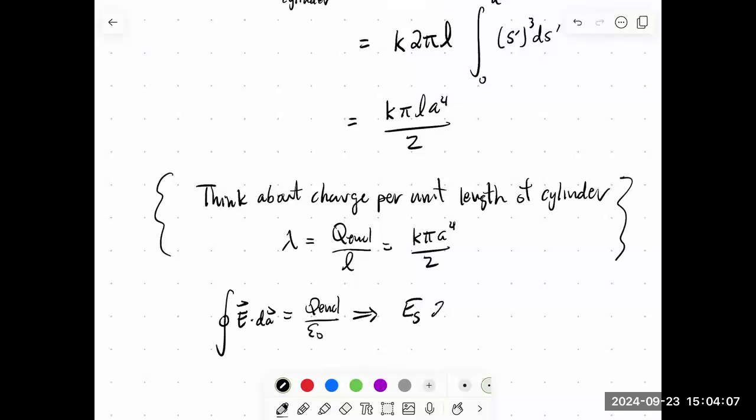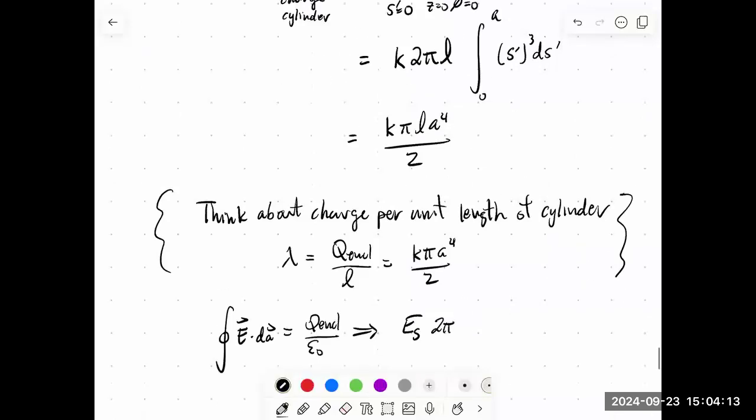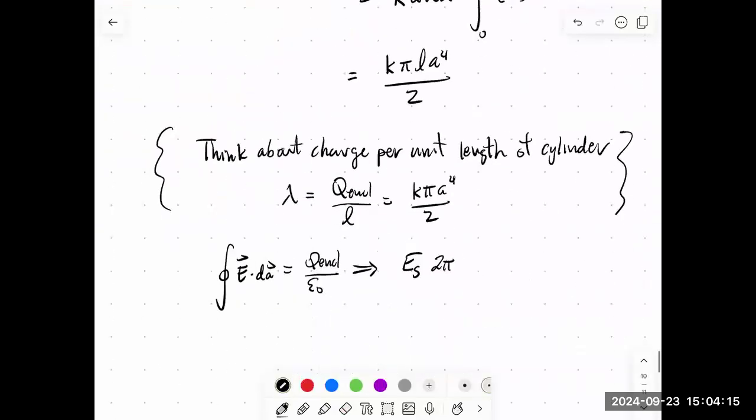This is E S 2 pi, S times L, was it? Yeah, I think it's 2 pi S times L. Yep. And then Q enclosed is K pi A to the fourth over 2. There is a factor of L there. And let me not forget epsilon naught this time.